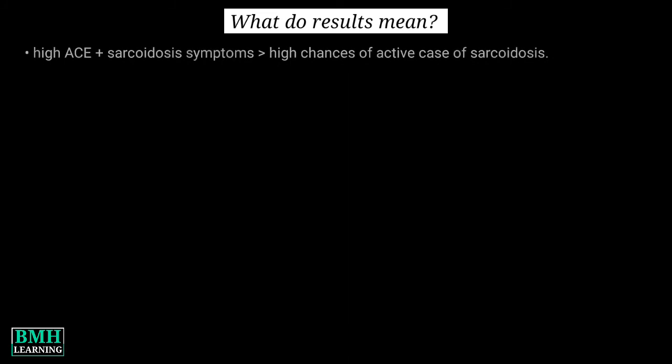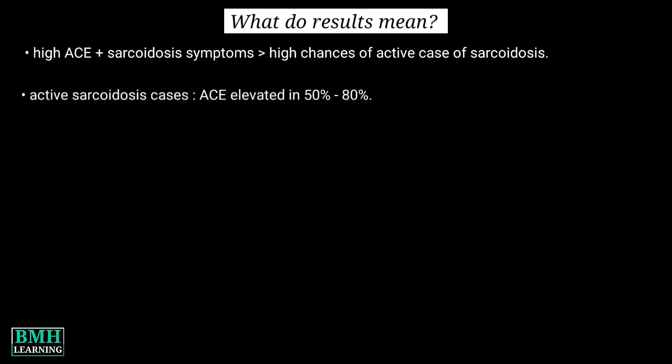What do ACE level test results mean? An increased ACE level in a person showing symptoms consistent with sarcoidosis means that it is likely that the person has an active case of sarcoidosis if other diseases have been ruled out. ACE will be elevated in 50% to 80% of those with active sarcoidosis. But you have to remember one thing: a normal ACE level cannot be used to rule out sarcoidosis because sarcoidosis can be present without an elevated ACE level.